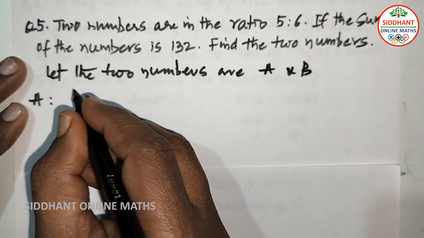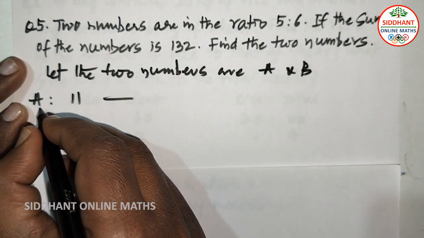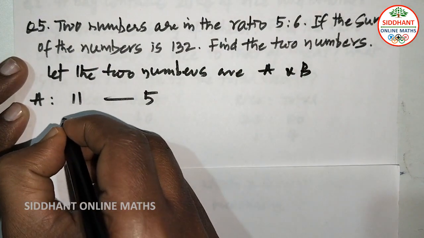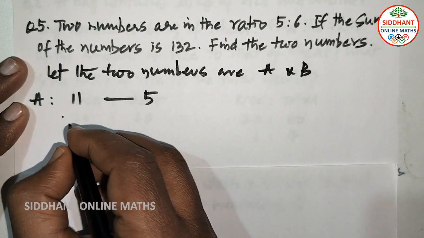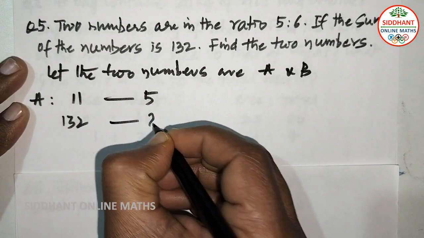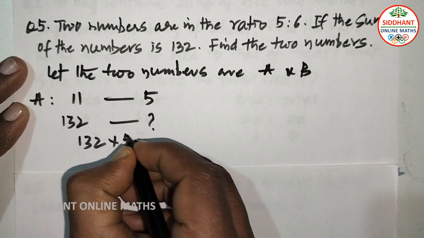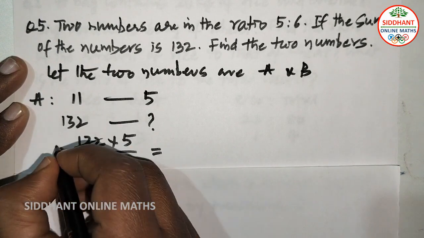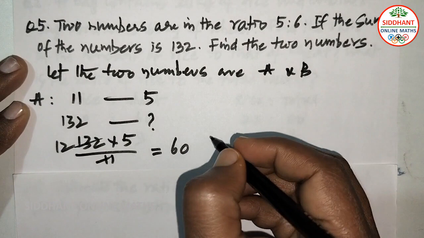So first we are going to find out the number A. The total number of parts is 11. So out of 11 parts, A's ratio is 5 parts. Out of the sum 132, what is the number? So here 132 into 5 by 11. So 11 divides 132 12 times, 12 into 5, that is 60.